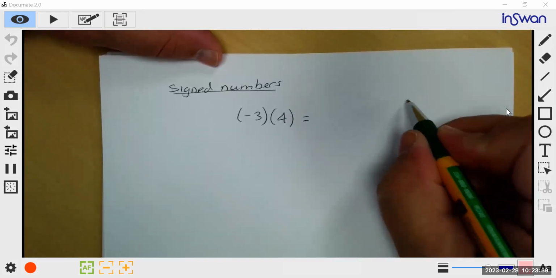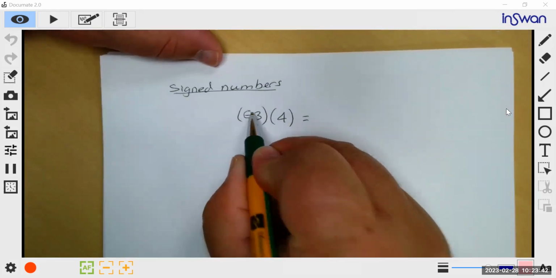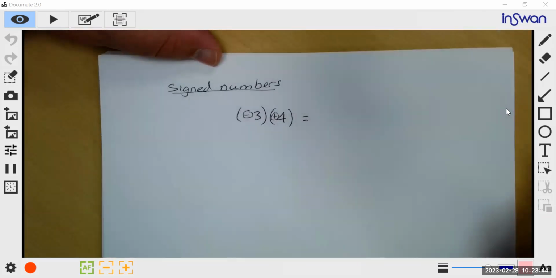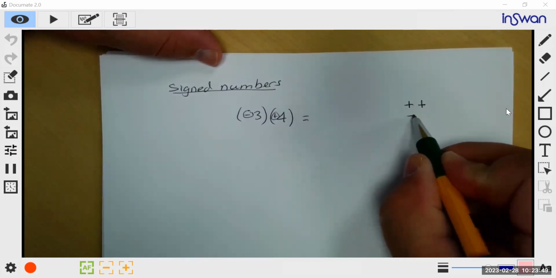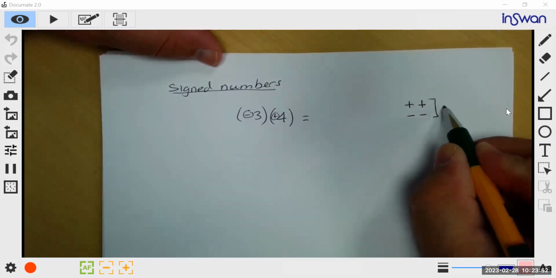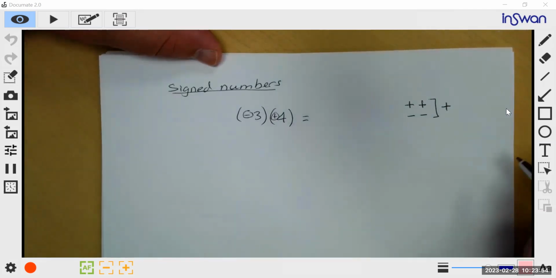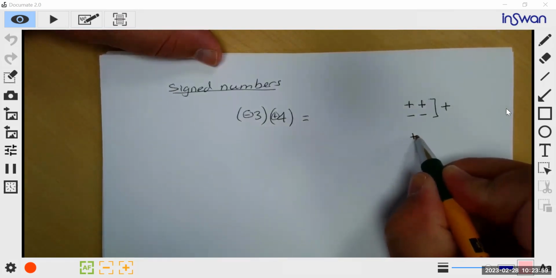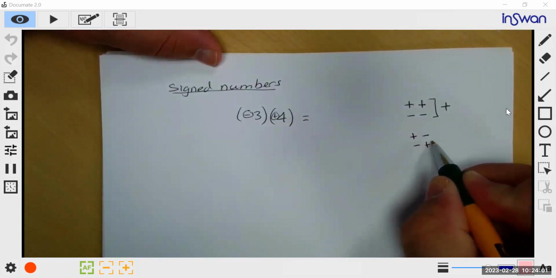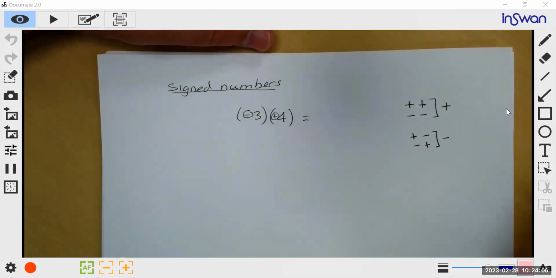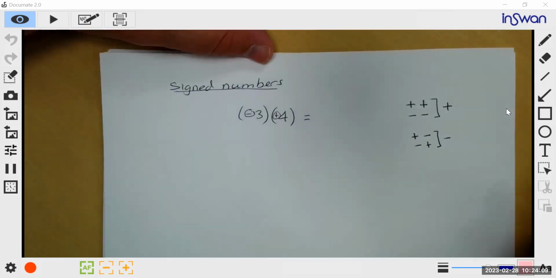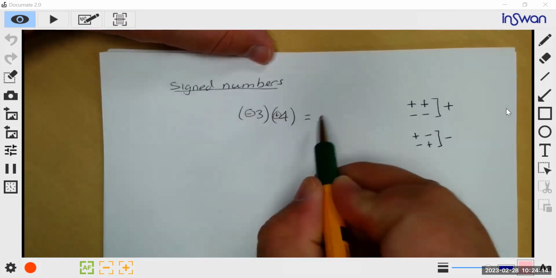The rule here is this. Look at the signs. This one's negative, this one's positive. If the signs of the two numbers are the same signs, it'll be positive. If the signs of the two numbers are different, it'll be negative. So a negative times positive is a negative.